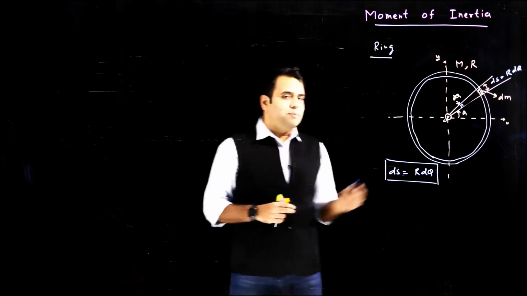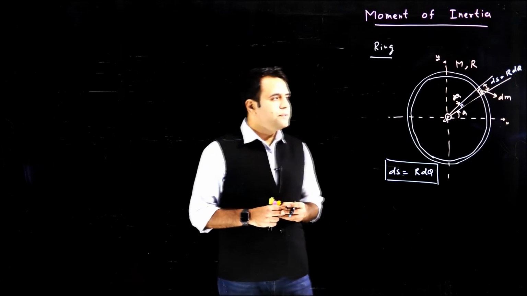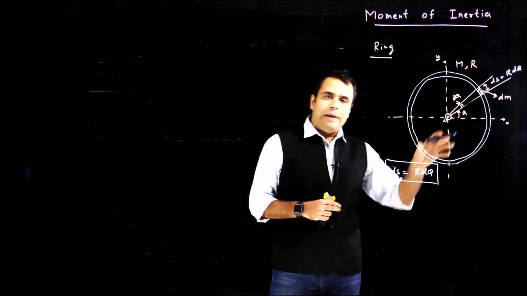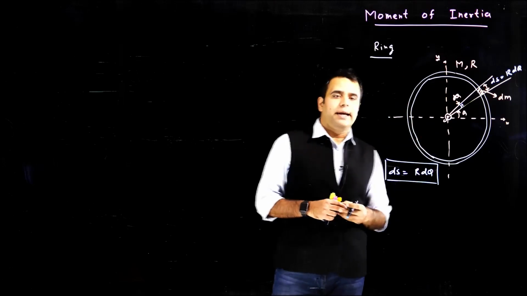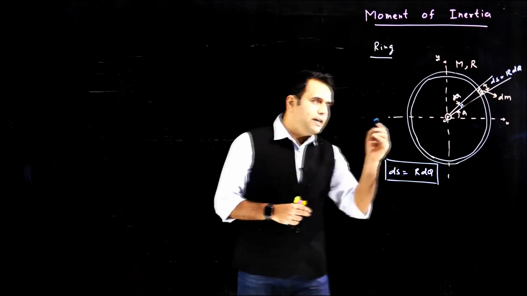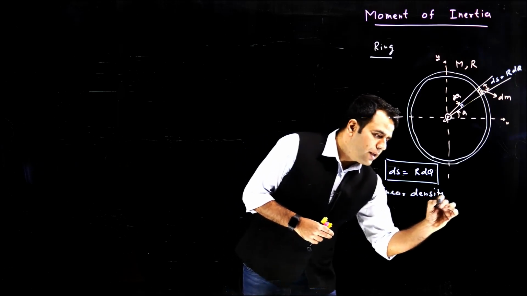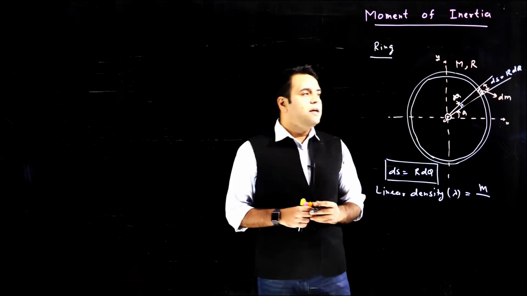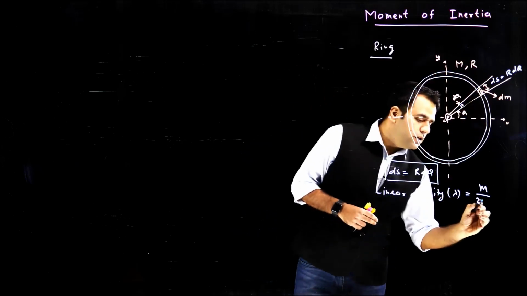Now we want to calculate the mass. But before calculating the mass, I need the length, and along with that I need the density also. The ring, though it is a two-dimensional element, has its mass concentrated onto a line, which is a circular line. So in this case I'll define the linear density, not the areal density. The linear density, lambda, will be defined as the total mass, which is m, divided by the total length. The total length of the ring is 2 pi r, which is the periphery.